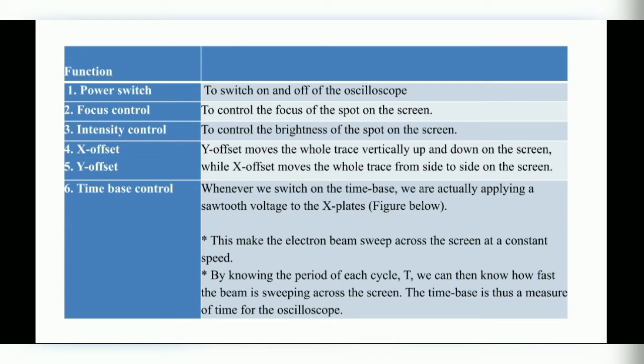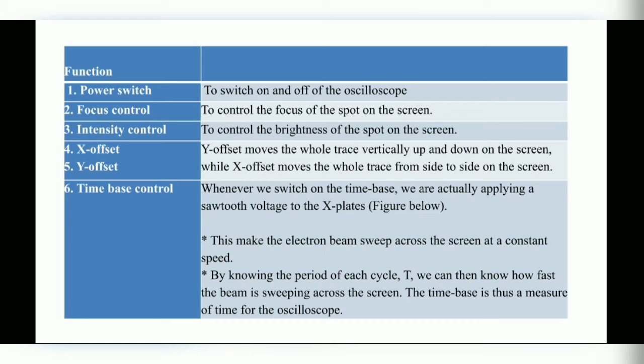So first is power switch to switch on and off the oscilloscope. Second is focus control to control the focus of the spot on the screen. Third is intensity control to control the brightness of the spot on the screen. Next, 4th and 5th are X and Y offset. Y offset moves the whole trace vertically up and down on the screen, while X offset moves the whole trace from side to side on the screen.